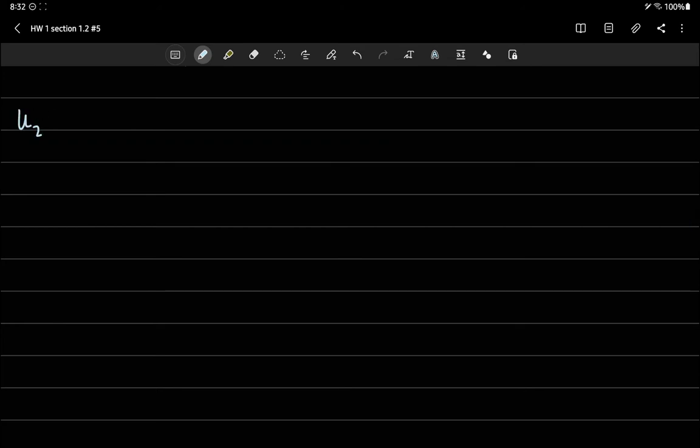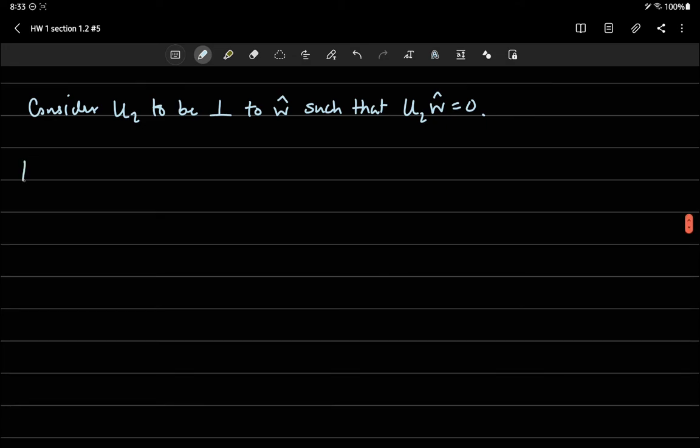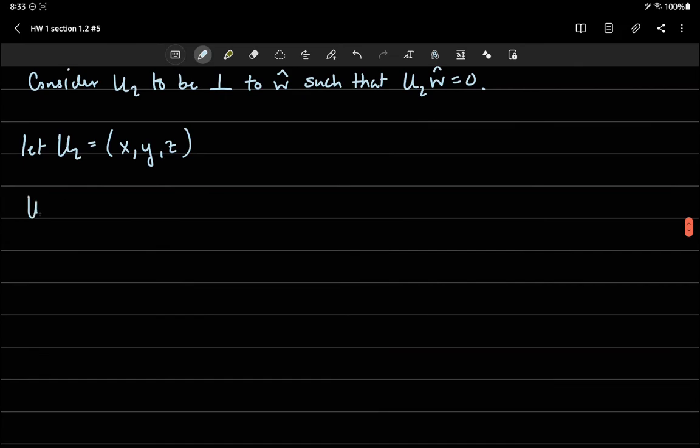So let's consider u2 to be perpendicular to w hat, such that their dot product will be 0. Alright, do the same thing. We gotta multiply u2 with w hat. Since w hat has 3 components, we're gonna let u2 be a vector with 3 components. So we'll do x, y, and z respectively. And then we're gonna multiply it up.